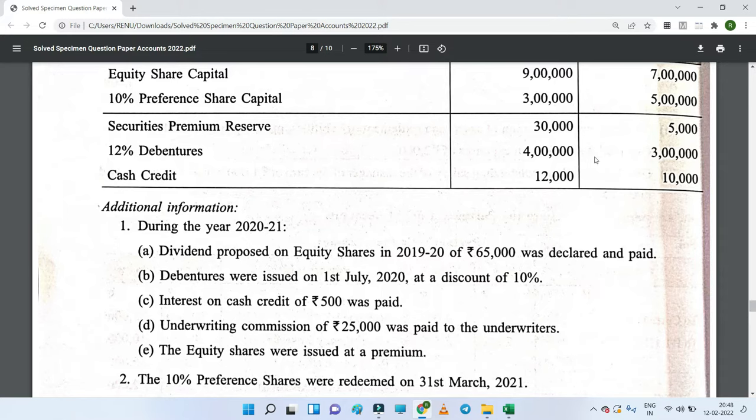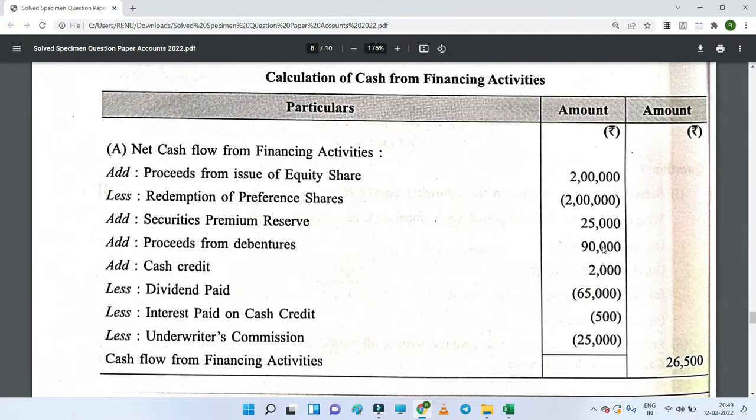Then we have debentures. Debentures value is increasing by 1 lakh and this is the issue of debentures. But apart from that, we also have additional information that debentures were issued at a discount of 10%. So 10% of 1 lakh is 10,000. That must be deducted from 1 lakh, that is, 90,000 will be recorded here. From 1 lakh, we will deduct the discount on issue of debentures. Then we have cash credit.